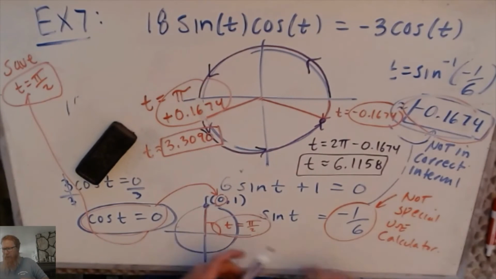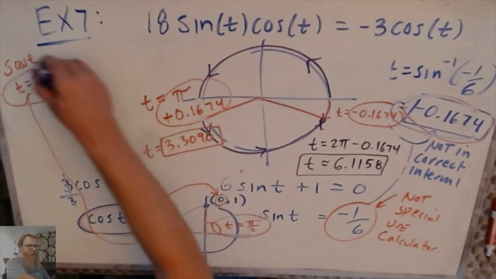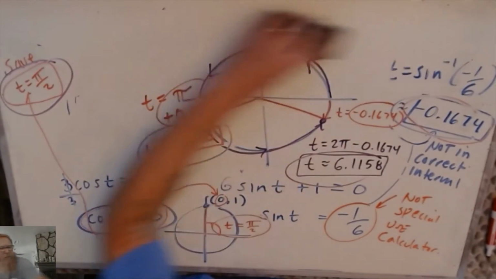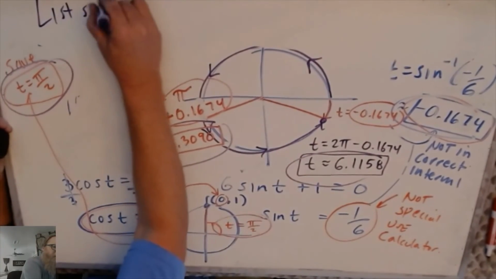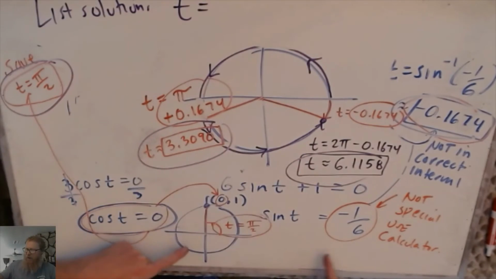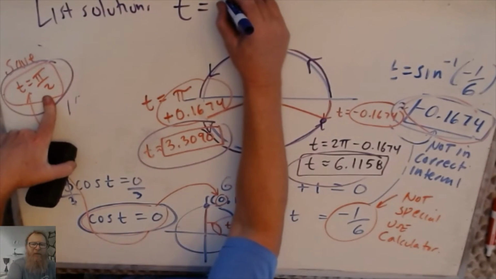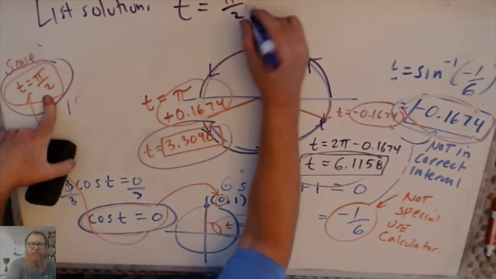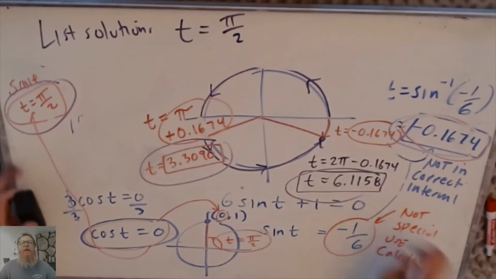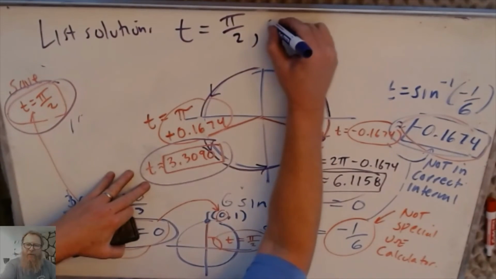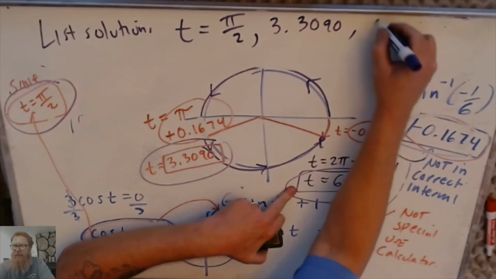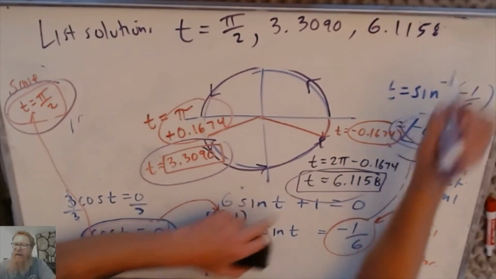Okay, you kind of got all your solutions all over the board here. I like to see them all in order. So list your solutions in order. T is, what's the smallest one? It would be this one, pi over 2. That's the only one that's going to be exact, pi over 2. The rest of them are going to be approximations, 3.3090 and 6.1158.